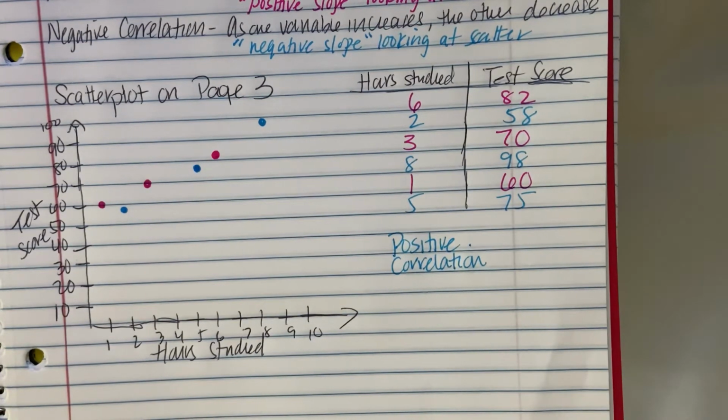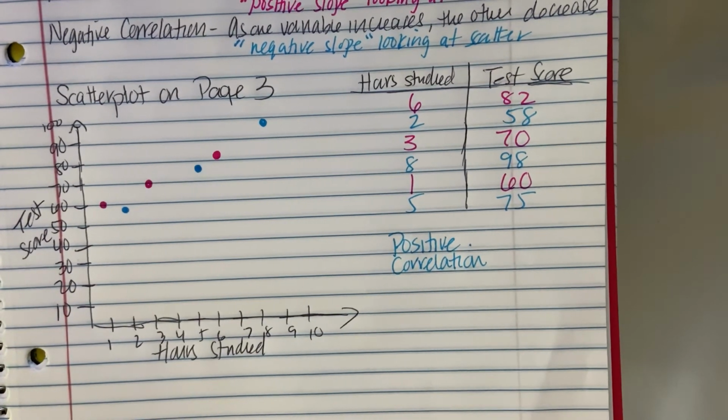So I know this is a short video. We're not going to do the scatter plot on page 4, but it's number of absences versus test score. And generally, as your number of absences increases, your test scores tend to go down. So you should find a negative correlation on that one.